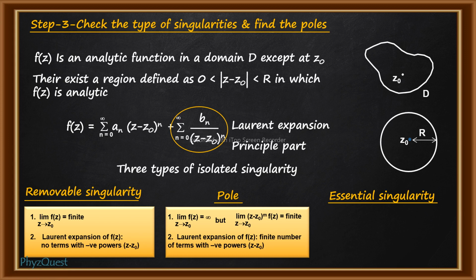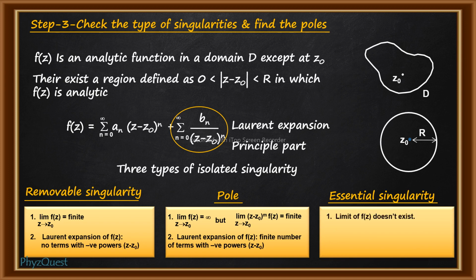Then the last one is the essential singularity. This is neither a pole nor a removable singularity. In terms of limit, the limit of the function does not exist. In case of a removable singularity, when you take the limit z tends to z0, it is finite. In case of a pole, when z tends to z0, the limit of the function goes to infinity. But in case of an essential singularity, the limit of the function does not exist.